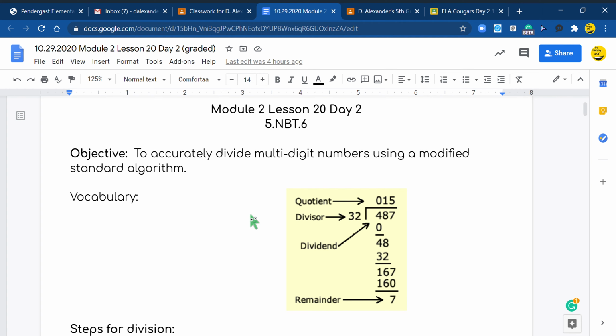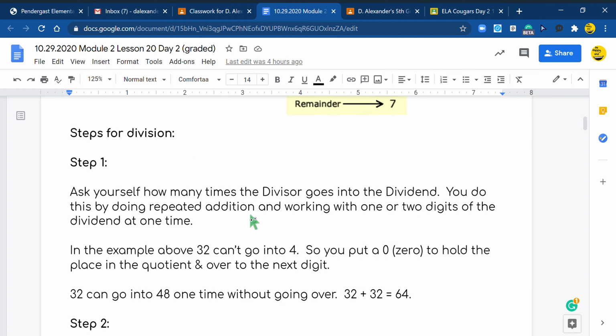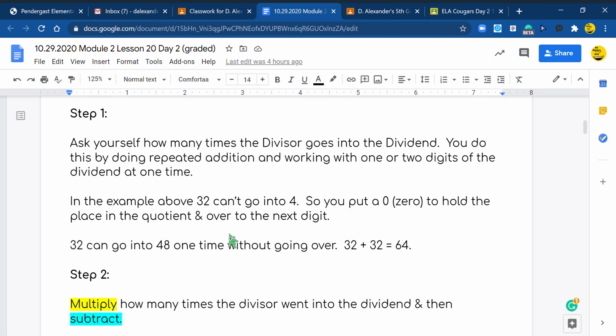So let's discuss the steps. Step 1. Ask yourself how many times the divisor goes into the dividend. You do this by doing repeated addition and working with one or two digits of the dividend at one time. So I'm going to skip the example because we've discussed it already.